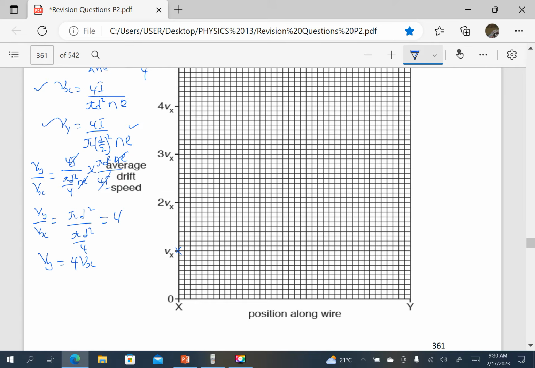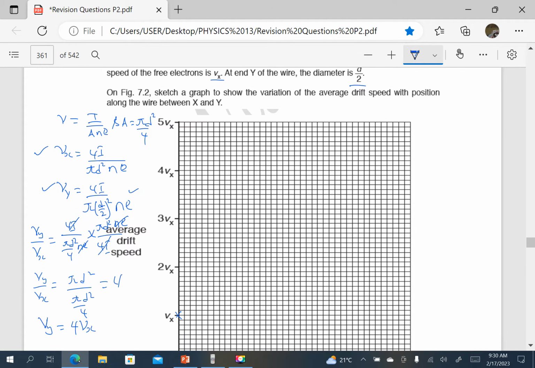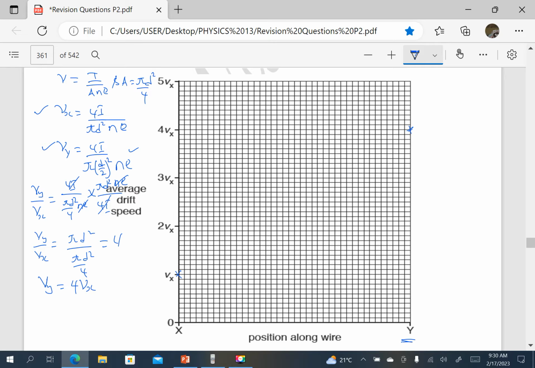So at position Y, the drift velocity is 4 times the one at position X. So I just draw my point to be that one there, just put a ruler along 4Vx. I think it is that one. So now I'm just going to join the 2 points using a ruler. Because the diameter varies linearly, that is going to be a straight line, starting from X and Vx, and stopping at Y and 4 times Vx. So that is our straight line.